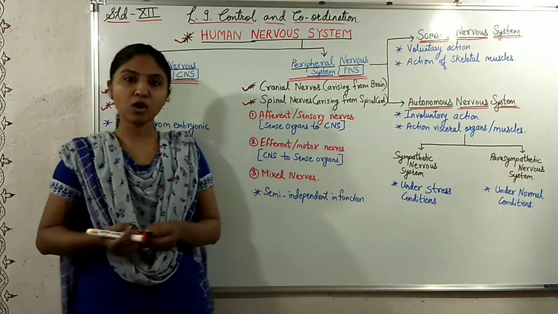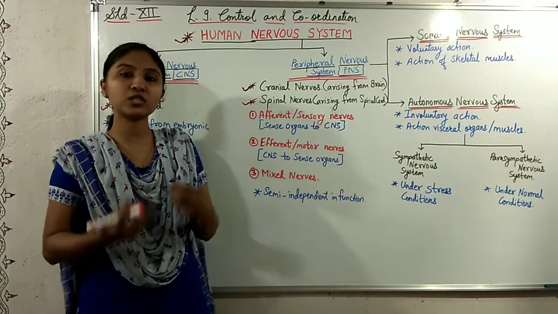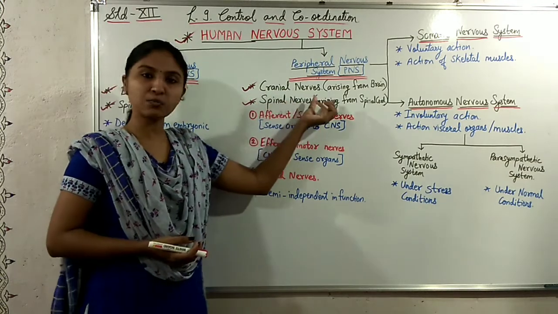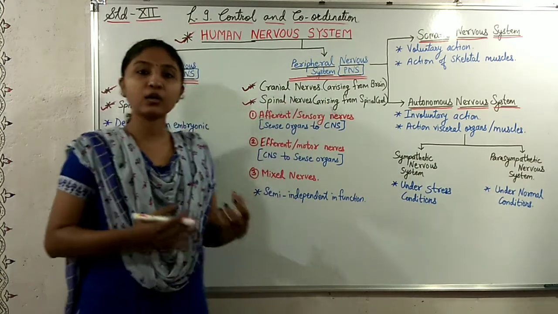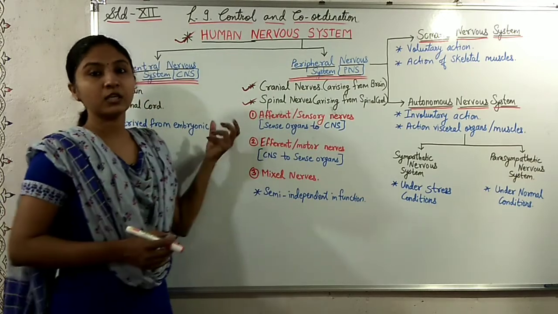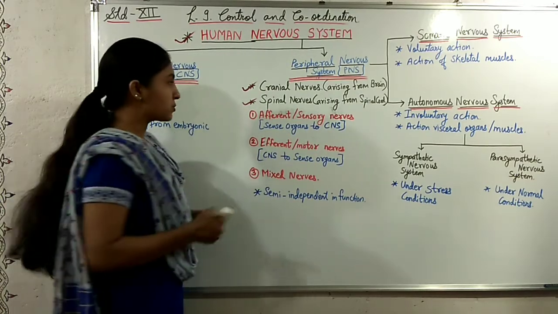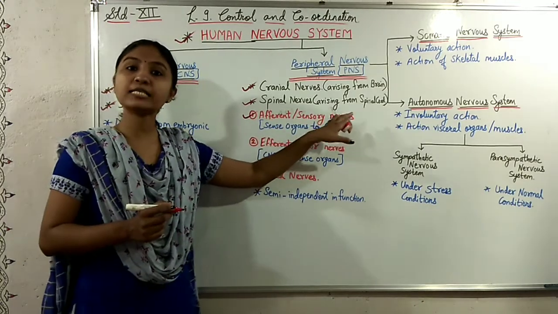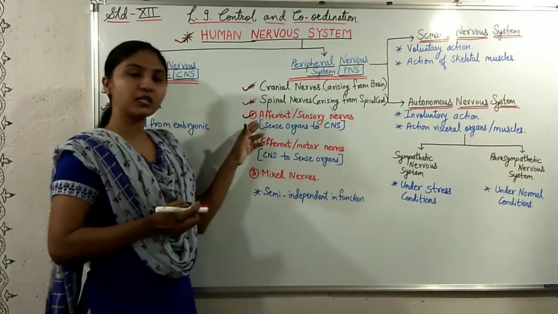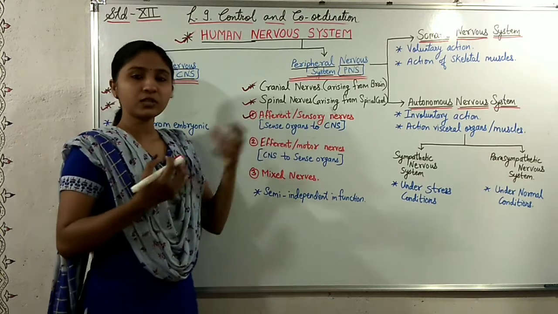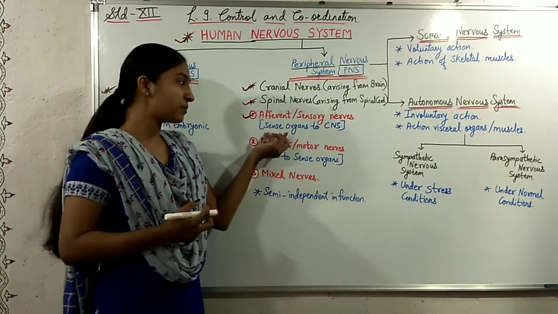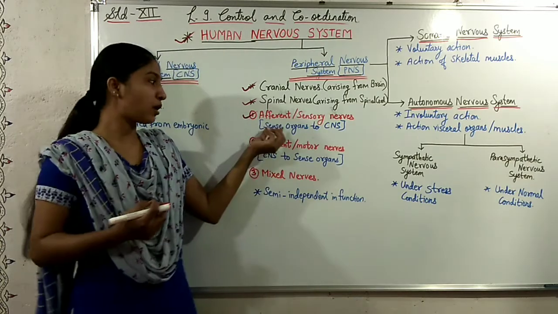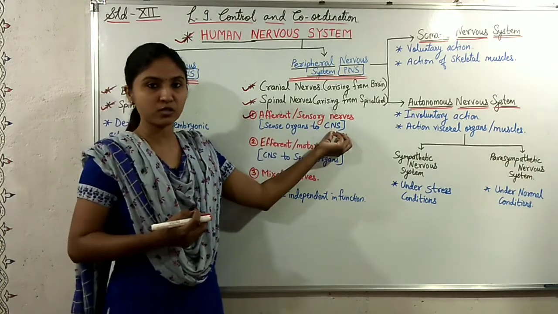So on the basis of the origin of the nerves, the nerves are divided into two types. First is cranial nerves and second is spinal nerves. On the other hand, on the basis of their function, the nerves can be divided into three types. First is the afferent nerves, also called sensory nerves. These afferent nerves take the impulses from the sense organ to the central nervous system.